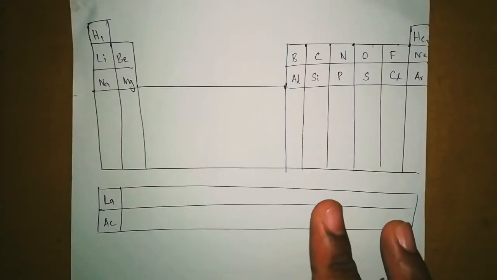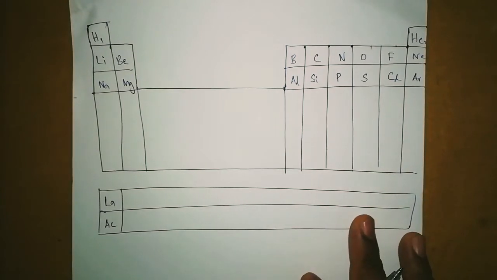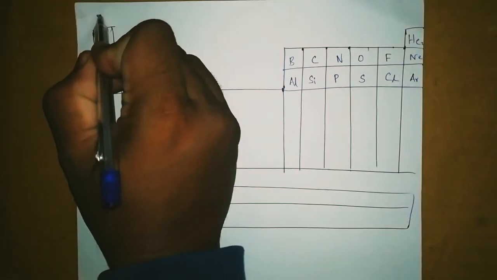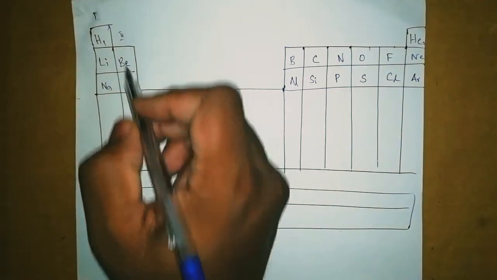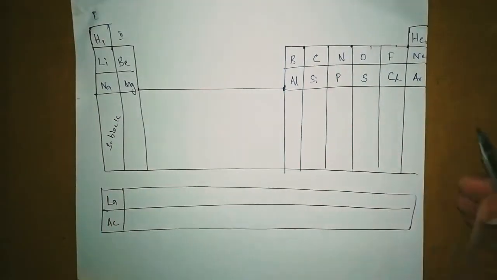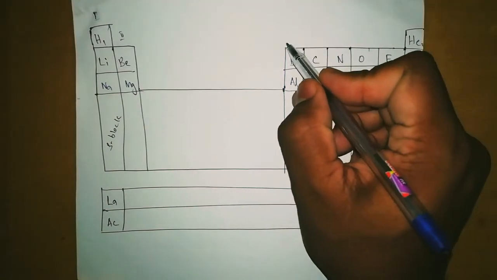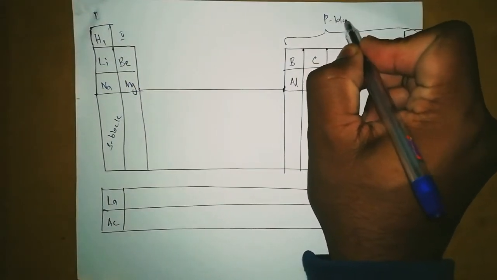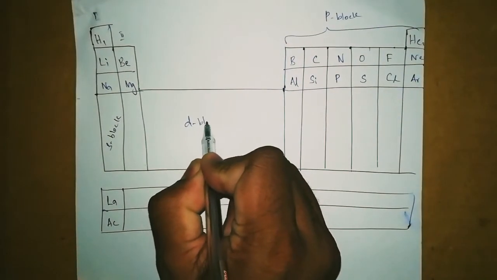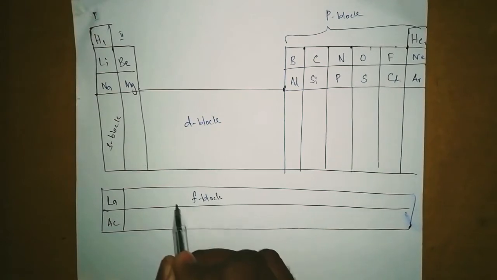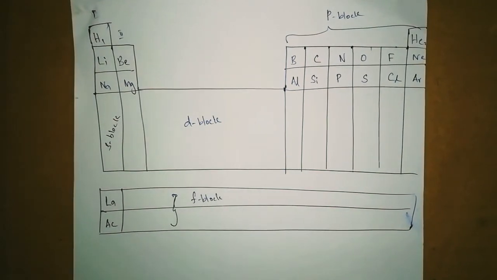Okay students, this is a rough figure of the periodic classification, the periodic table. Here, as I told you, the first and second group elements are said to be S block elements, so I am writing it as S block. Why we are giving the name S block, we will be learning. From here to here, 13 to 18, is the P block elements, and this is the D block, and these two are F block elements.